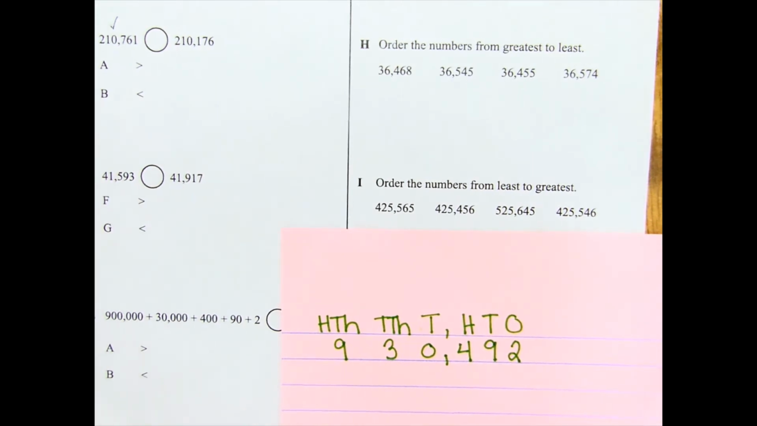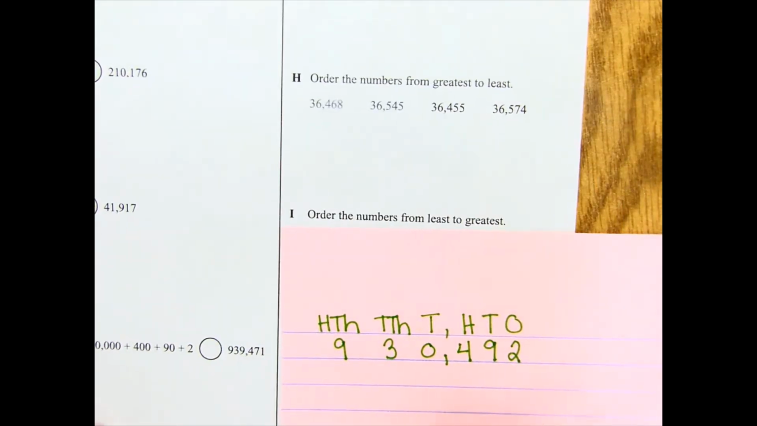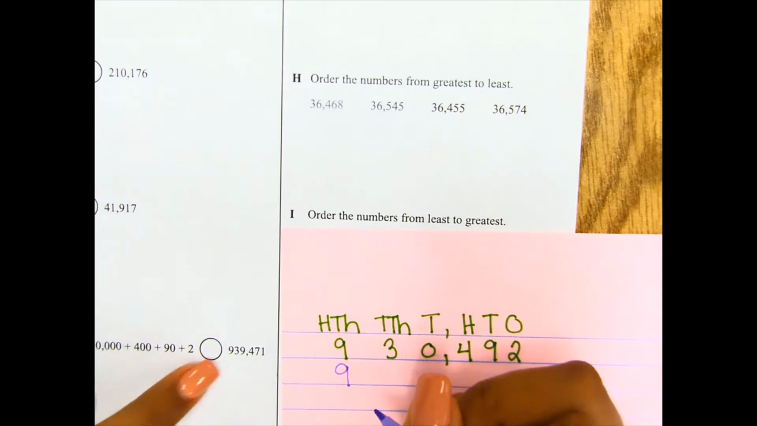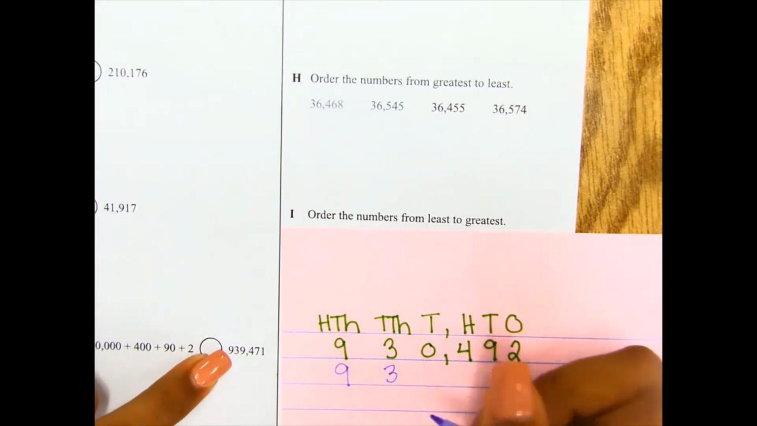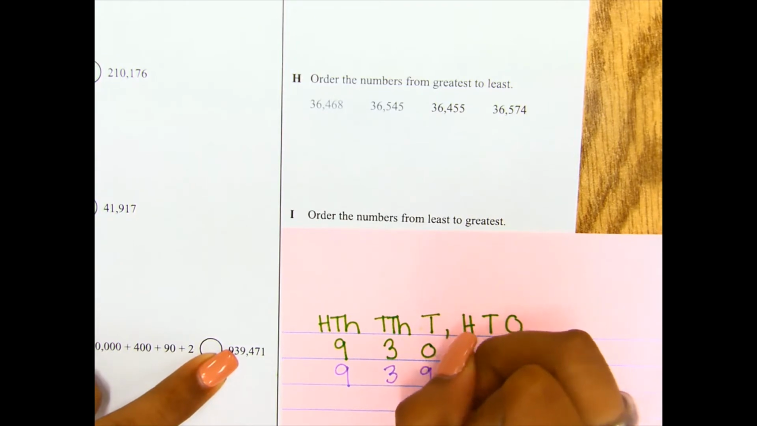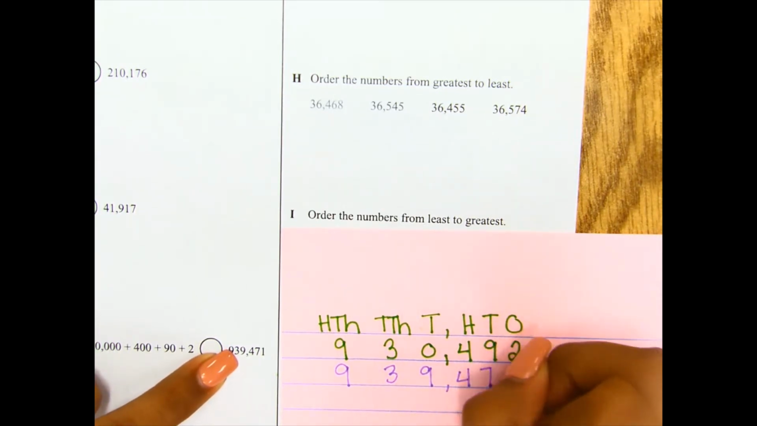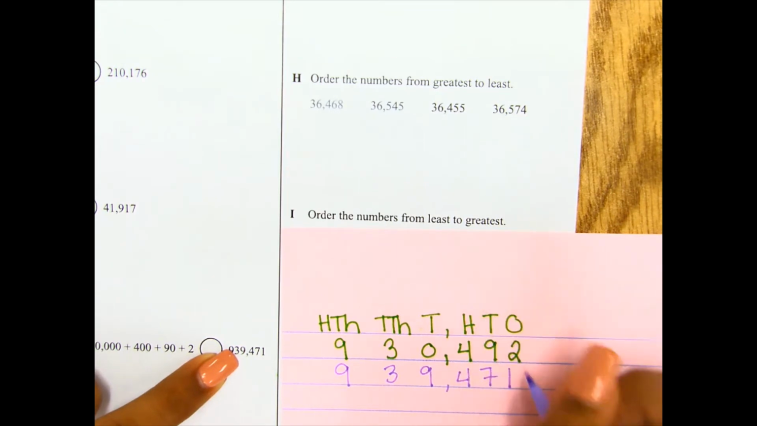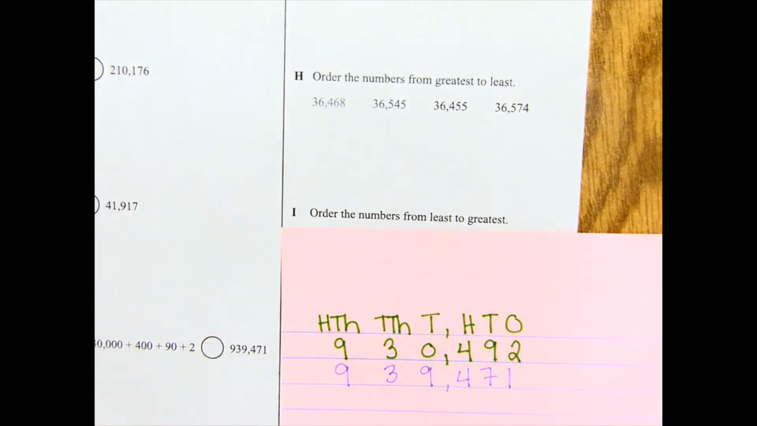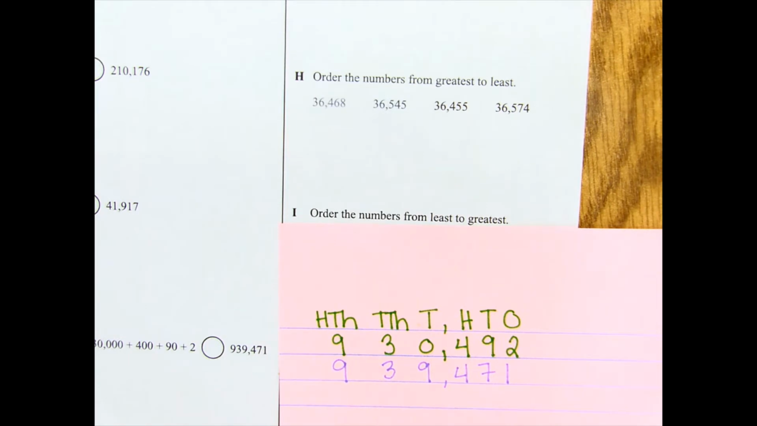Now let's look at our second number. I also have a 9 in my 100,000s place, a 3 in my 10,000s place, a 9 in my thousands place, and 471: 4 in my hundreds, 7 in my tens, 1 in my ones. So I want to compare again. And this time, I want to ask you, where do I start comparing? Do I just start over here or over here? No, I need to start with my highest place value. And what is my highest place value? The 100,000s. That is my highest place value. So I'm going to compare now.